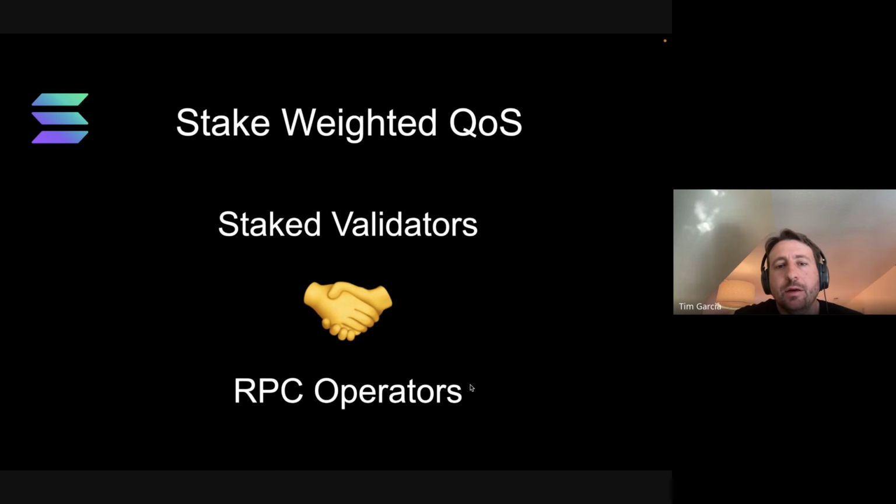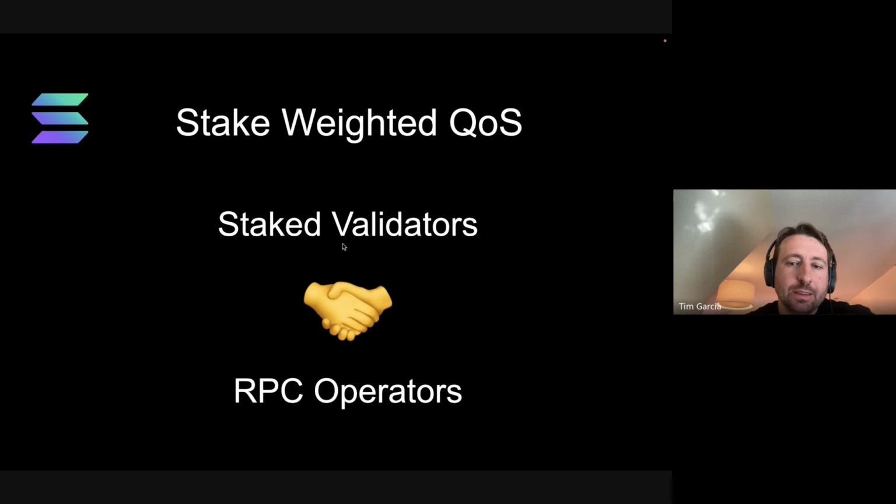So the main idea here is that in order for stake-weighted QoS to work, it's some sort of agreement between the staked node and the RPC operator. Ultimately, the staked node has access to these higher priority connections, and the RPC operators are the ones that have access to transactions that end users or whoever wants to send to the leader.